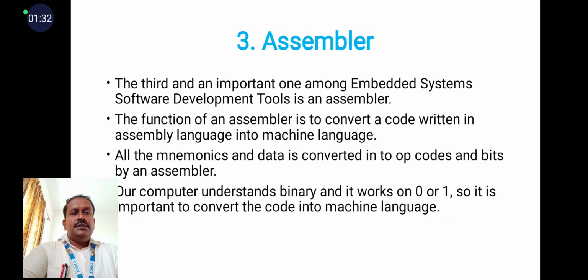Then the third one is the assembler. The third and important one among the embedded software development tools is the assembler. The function of the assembler is to convert code written in assembly language into machine language. All the mnemonics and data are converted into opcodes and bits by an assembler. Our computer understands binary and works on zeros and ones, so it is important to convert the code into machine language.